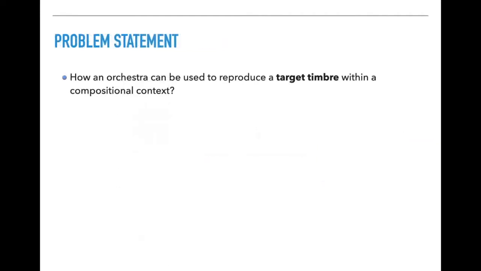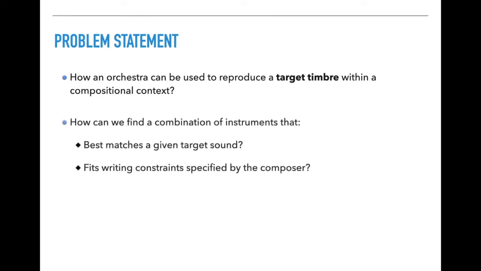But if I should state the problem in a better way, we can say: how can we use an orchestra to reproduce a target timbre within a compositional context? In other words, how can we best match a given target sound while fitting some compositional constraints that the composers impose? For example, I want to match this sound using this given orchestra, using only these dynamics, only these playing styles, these kinds of constraints.